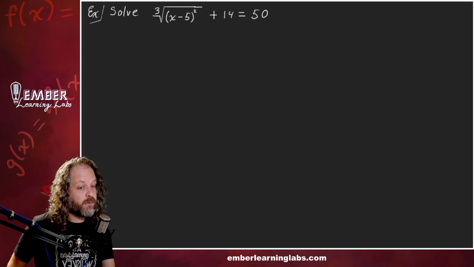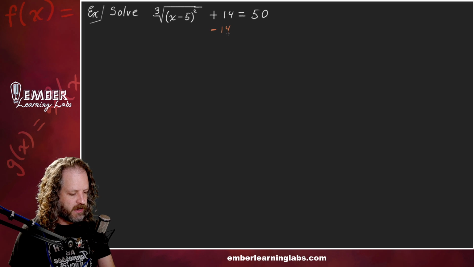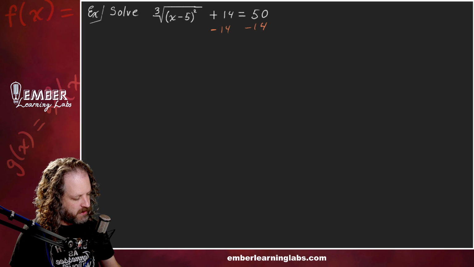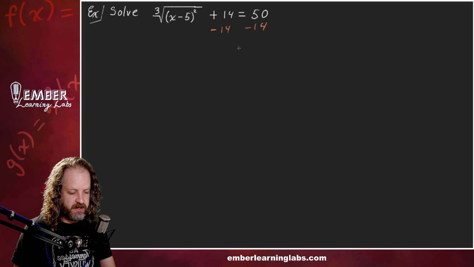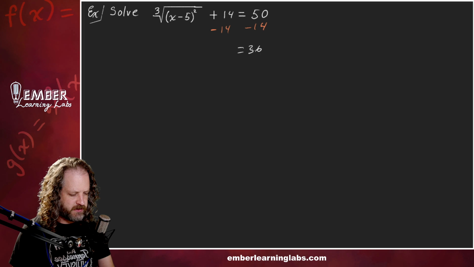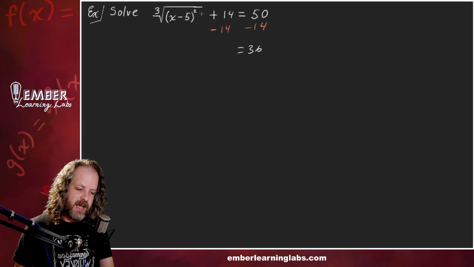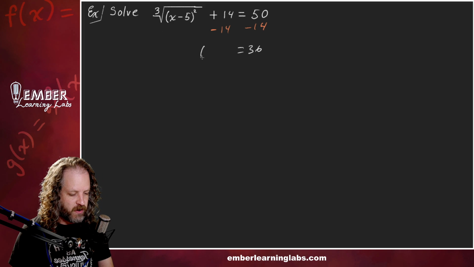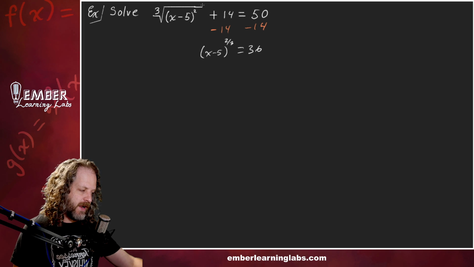So again, we got to isolate that radical, right? So subtract 14, minus 14. And 50 minus 14 is 36, so equals 36. And then I'm going to convert this to a rational exponent. So x minus 5 to the 2/3. Remember, the denominator is the root, the numerator is the power, right?